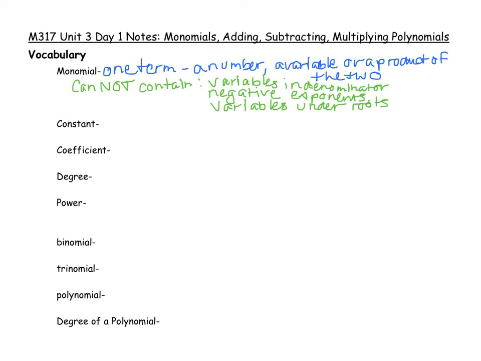By the way, product means an answer to a multiplication problem. So we can have a number multiplied by a variable, and it would still be a monomial. Alright, a constant is a specific type of monomial. It's just a number. You know that constant is something that does not change. It is a monomial with no variables.